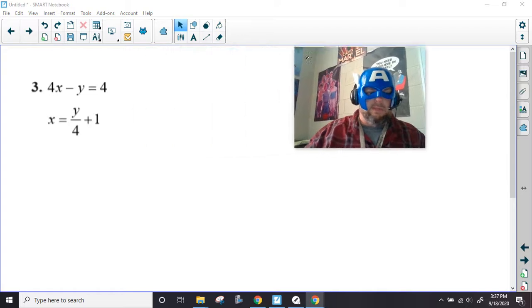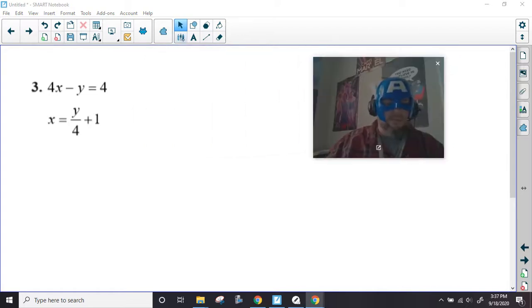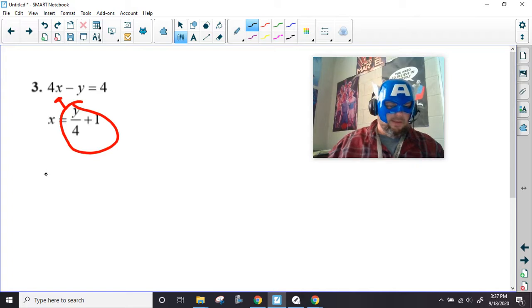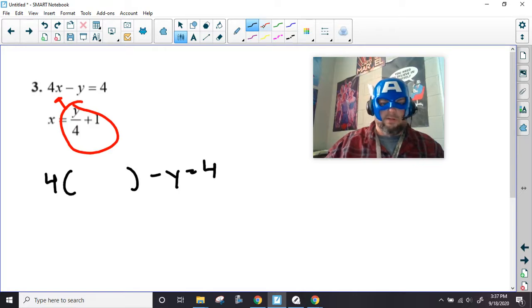Now, like this one, I'm not going to solve this one. I'm going to set it up for you, help you out a little bit. That's what Captain America would do. Plug this one in. So we have 4 times, and then minus y equals 4.